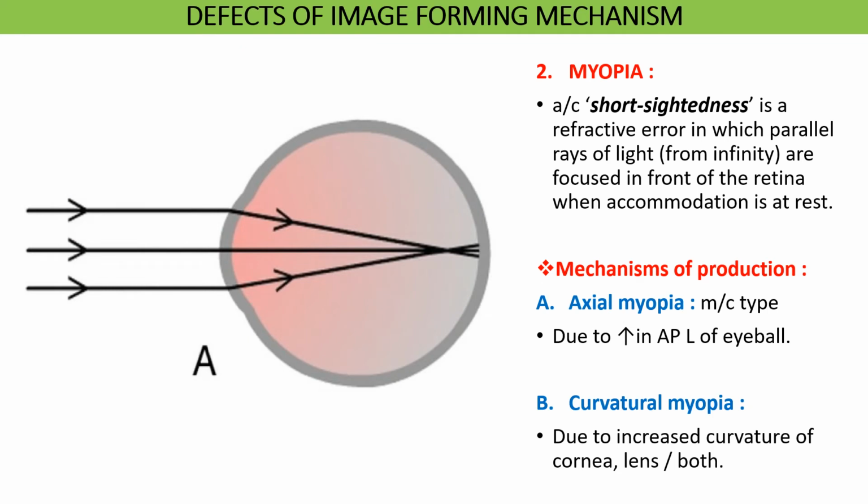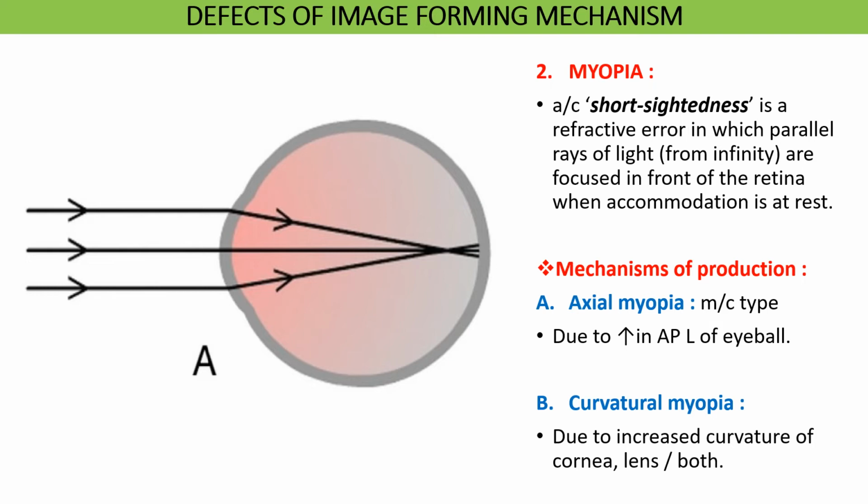The next error of refraction is myopia. Myopia or short-sightedness is a type of refractive error in which the parallel rays of light coming from infinity are focused in front of the retina with accommodation being at rest. Thus, again the image seen by the person will not be clear.